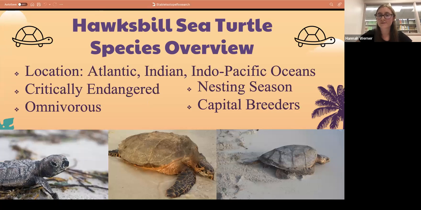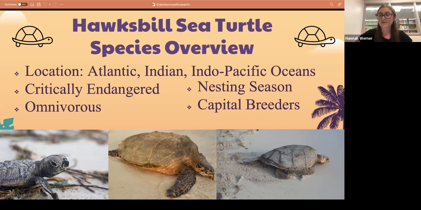So looking at the Hawksbill sea turtle, we know that they are a critically endangered species. What we do know about their diet, we don't know too much, but we do know that they're omnivorous. They eat a lot of sponges and a lot of seagrasses. They are also known to be capital breeders. So what that means is that when they're at their foraging grounds where they are eating on those sponges, seagrasses, whatever it may be, they are building up an energy capital.